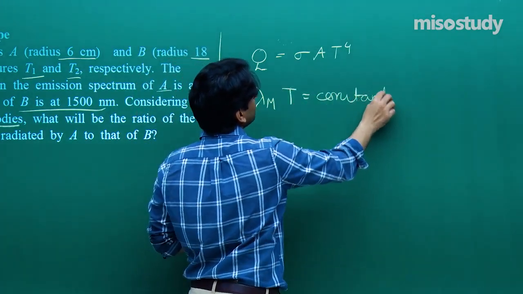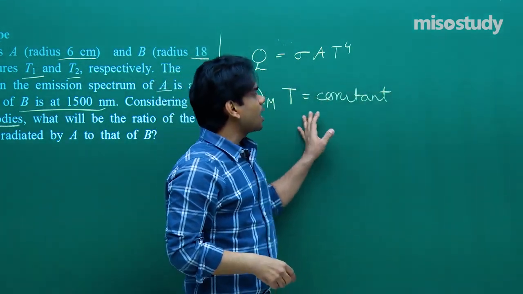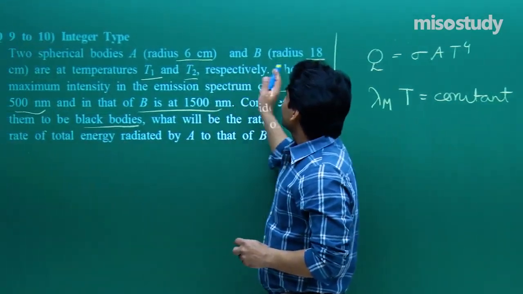Two laws we have already discussed. This is the Stefan-Boltzmann law for a black body. This is lambda m into T equals constant, that is Wien's displacement law. Next thing, it's the rate.